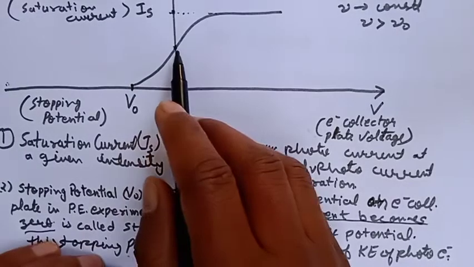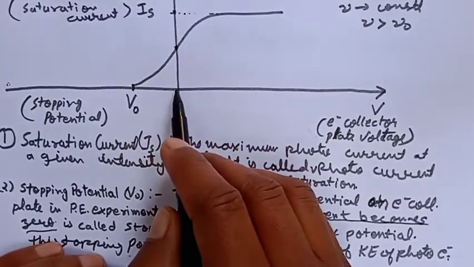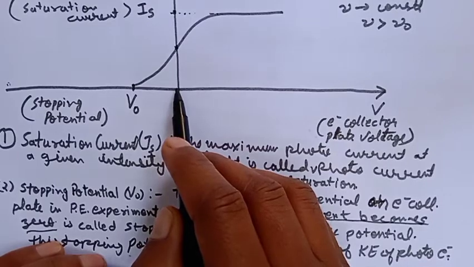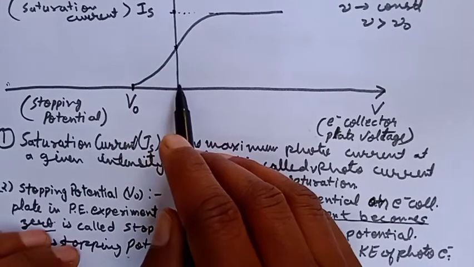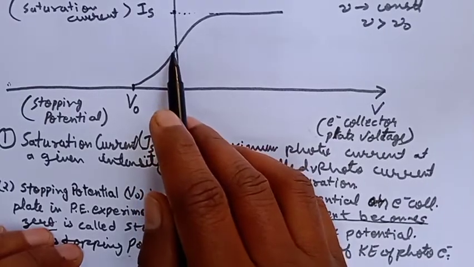And this region, non-zero current even at zero potential, is because there are some highly energetic electrons which are capable of jumping from the emitting electrode to the collecting electrode, emitting plate to collecting plate, and therefore even at zero potential there is some current.